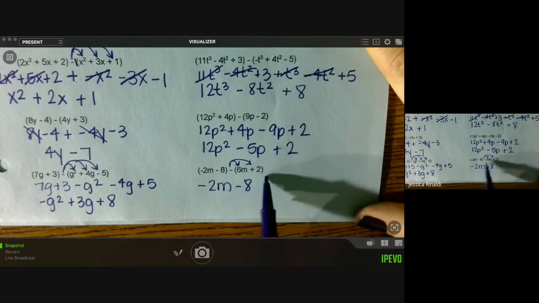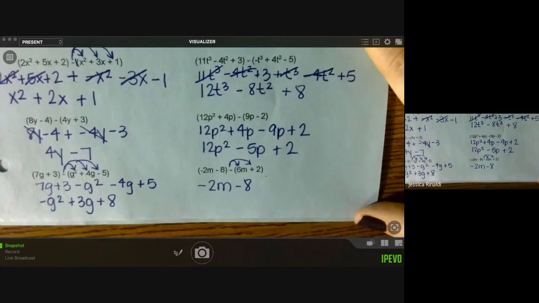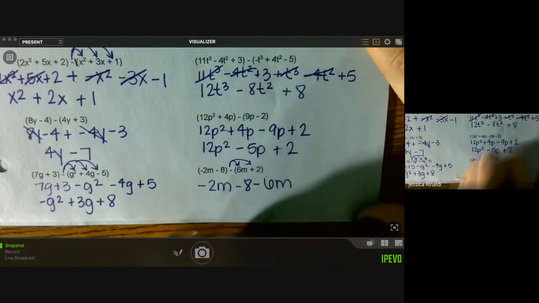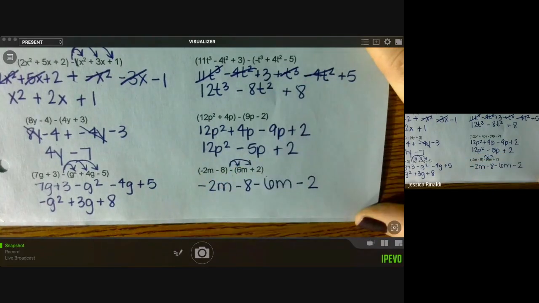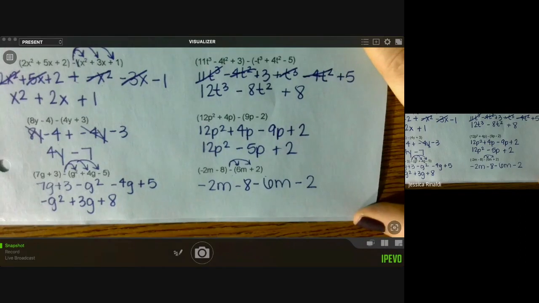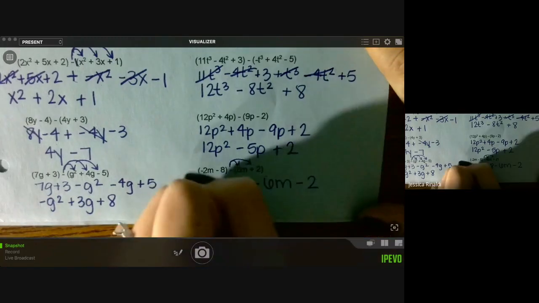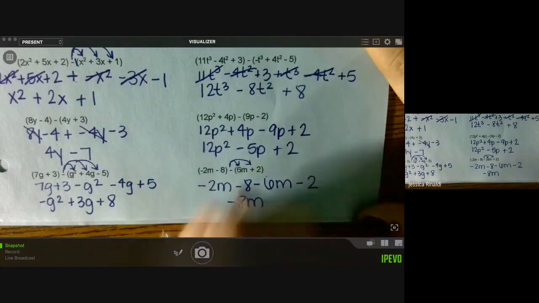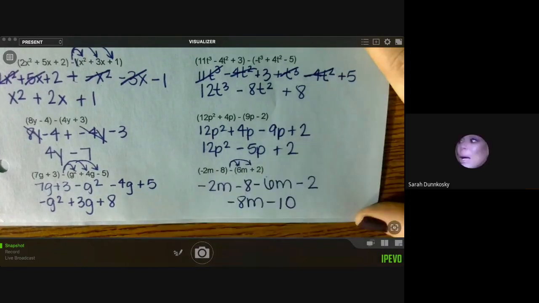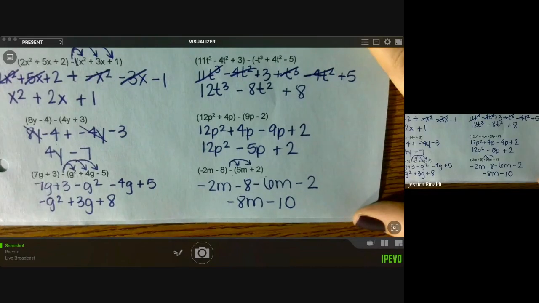I'm asking you, what do I have to write here? 6m plus 2. That minus sign doesn't matter? Oh, yeah, it does. So what? Minus 6m minus 2. Good. That's all I was asking. All right. Drew, finish this up for me. What is my final answer? Yep. Negative 8m minus 10. Sarah, do you agree? Yep. Okay. So those are the 6 problems.